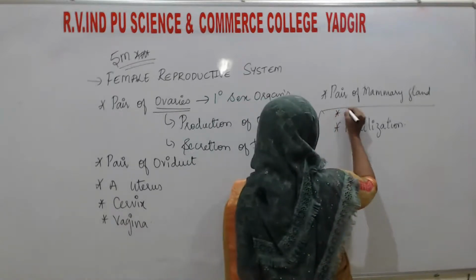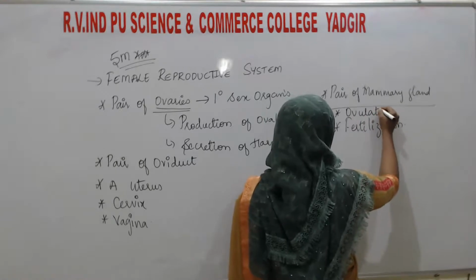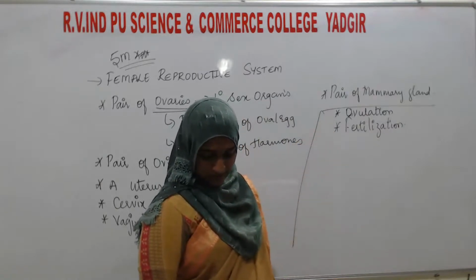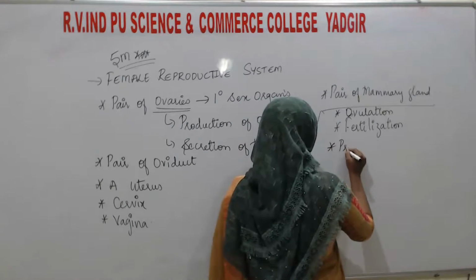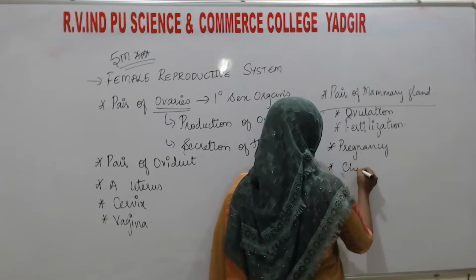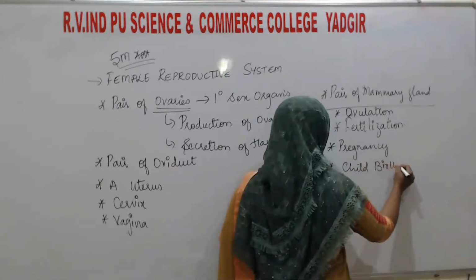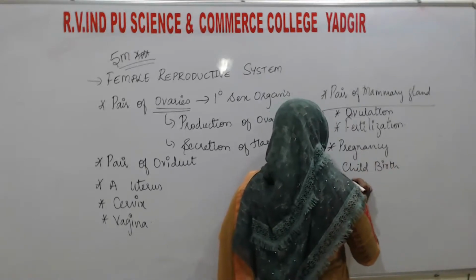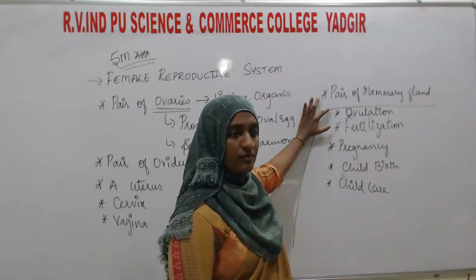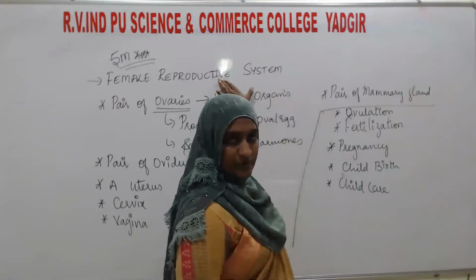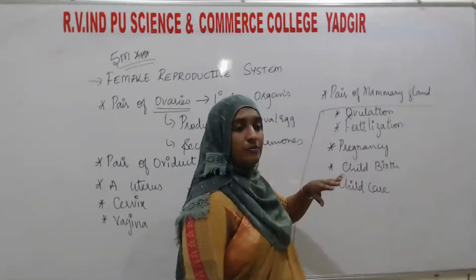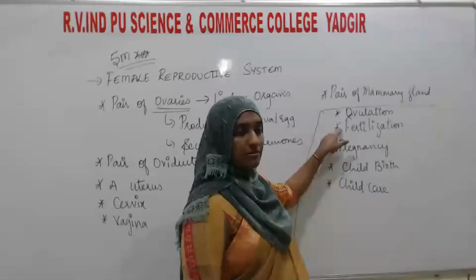Before fertilization, there is ovulation, that is the release of ova from the ovary. Further you will come to know about ovulation and all. Ovulation, fertilization, the next, pregnancy, then childbirth, then the last one, child care. Ovulation means ova is released from the ovary. That process takes place within the female reproductive system. Fertilization, okay, due to the female reproductive system, fertilization will take place.